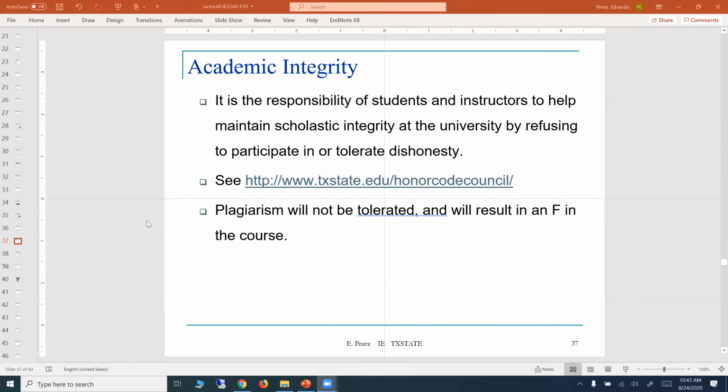Academic integrity. We want to maintain scholastic integrity at the university by refusing to participate in or tolerate dishonesty. If you have questions about this, you can read the honor code. Plagiarism will not be tolerated and will result in an F in the course. So if you're working together in a lab or on a homework, make sure that you submit your own work. You write your own stuff and you submit your own stuff.